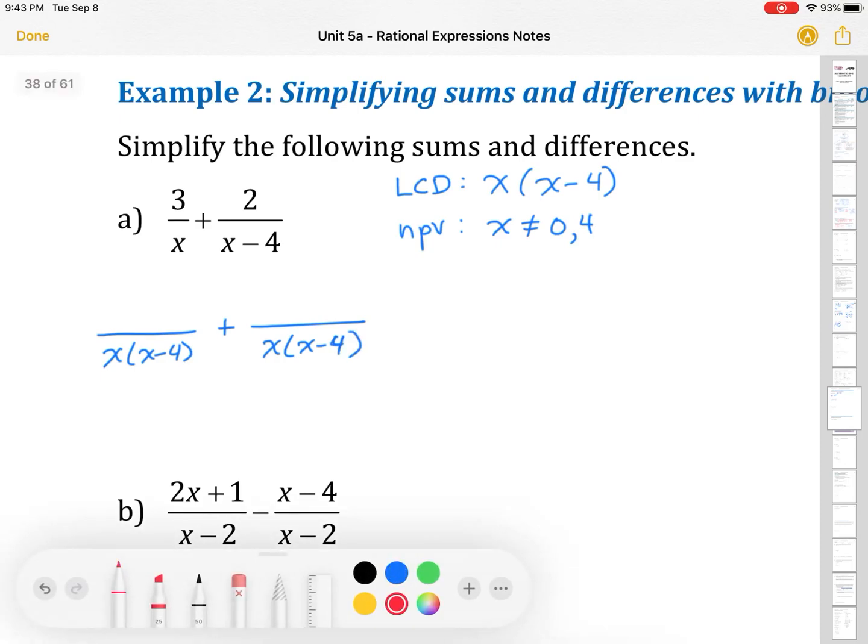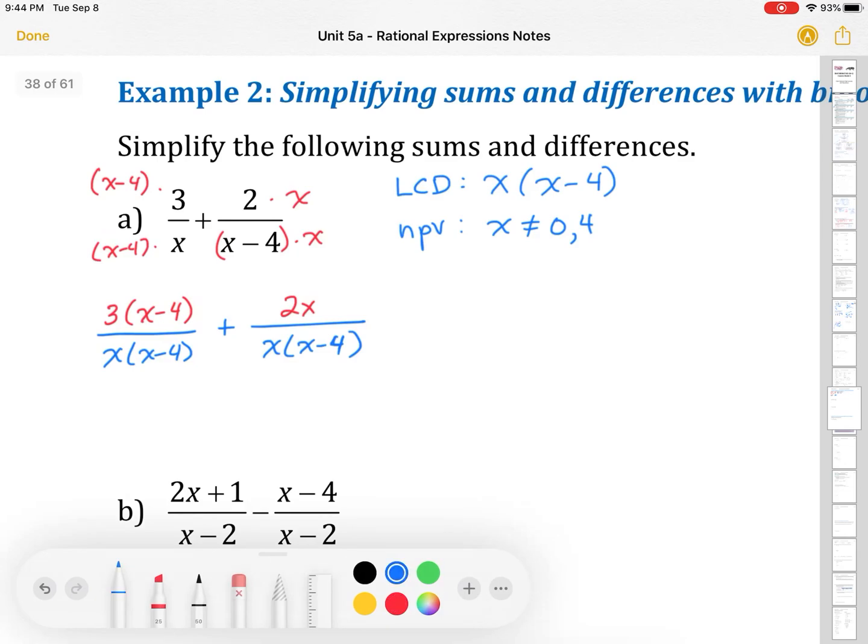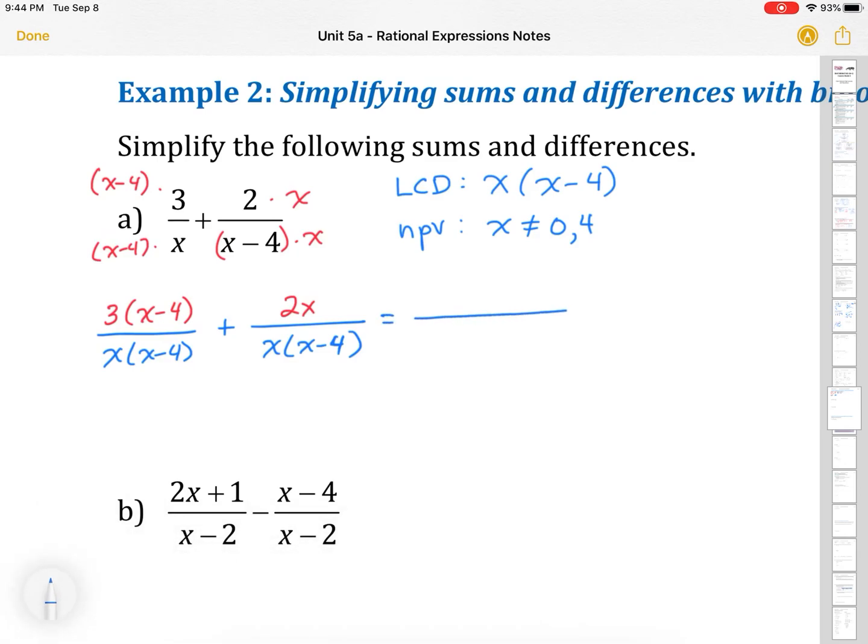And then we just need to figure out what we multiplied it for. Well, here I multiplied this by x minus 4, so I'm going to multiply the top by x minus 4, and I would get 3 times (x minus 4). Here, I multiplied this by x, so I'll multiply this by x, so I will get 2x. Now, in this case, we're going to write our new denominator that we worked so hard to get. And we have 3 times (x minus 4) plus 2x.